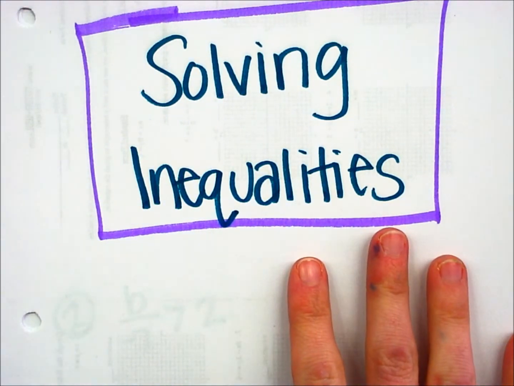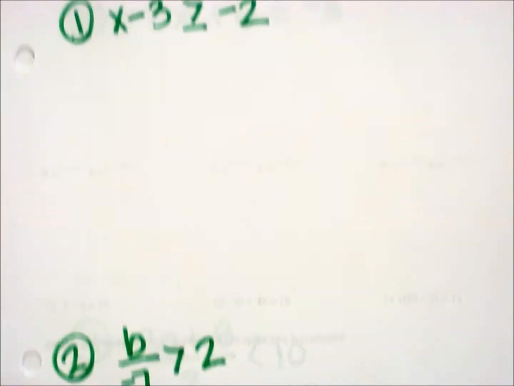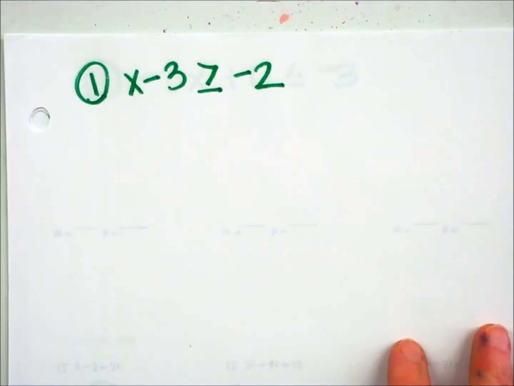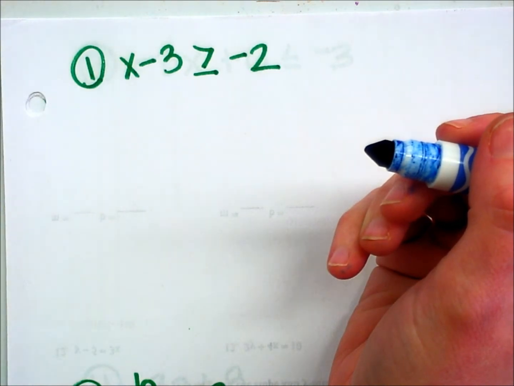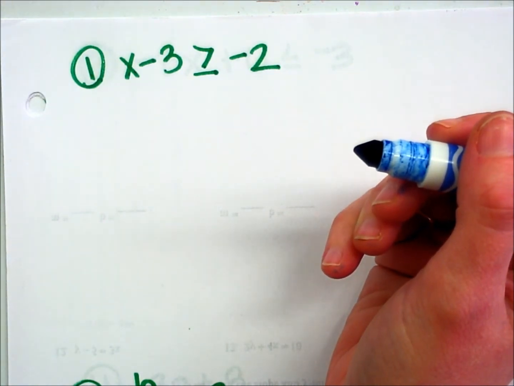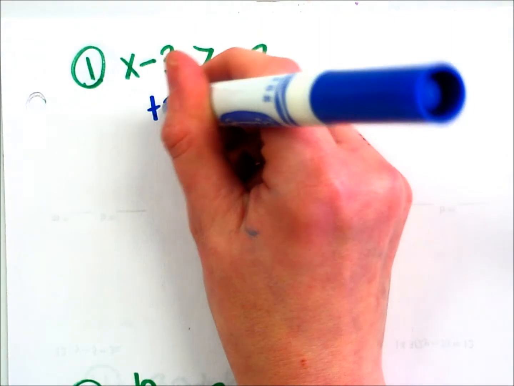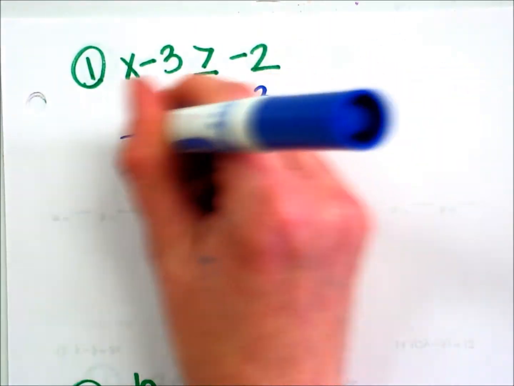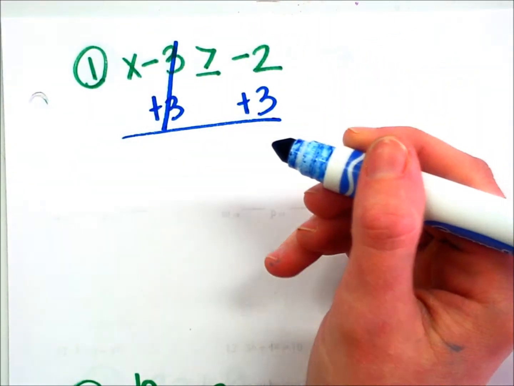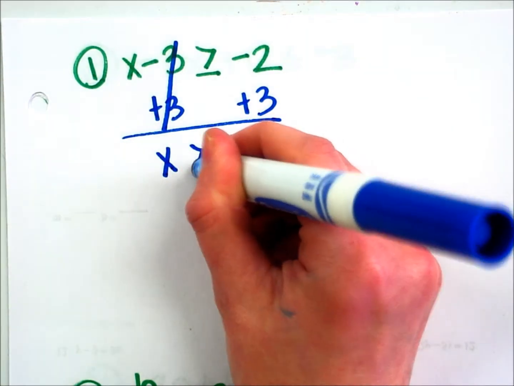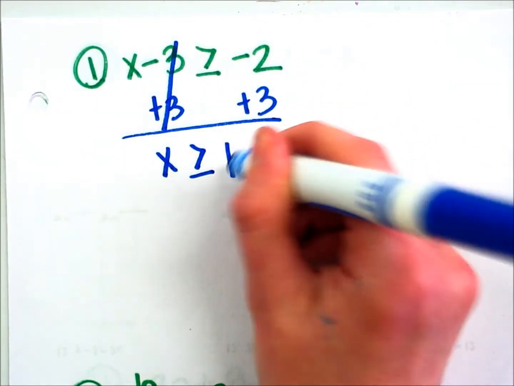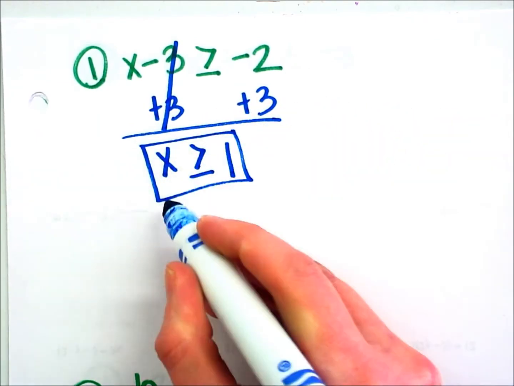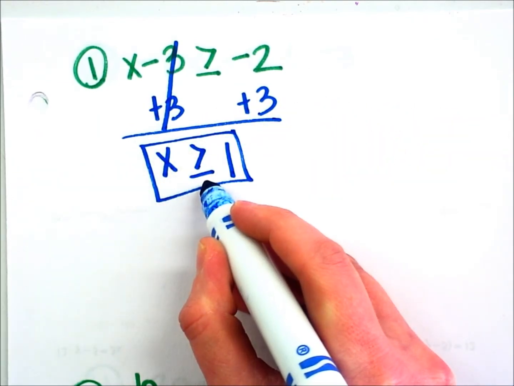Today, we're going to talk about how to solve an inequality. Here, our first example is x minus 3 is greater than or equal to negative 2. We solve an inequality just like we solve an equation. So to solve this, I'll start off by adding 3 on both sides. Bring down the x, bring down your inequality symbol, and negative 2 plus 3 is 1. So here I see that x is greater than or equal to 1.